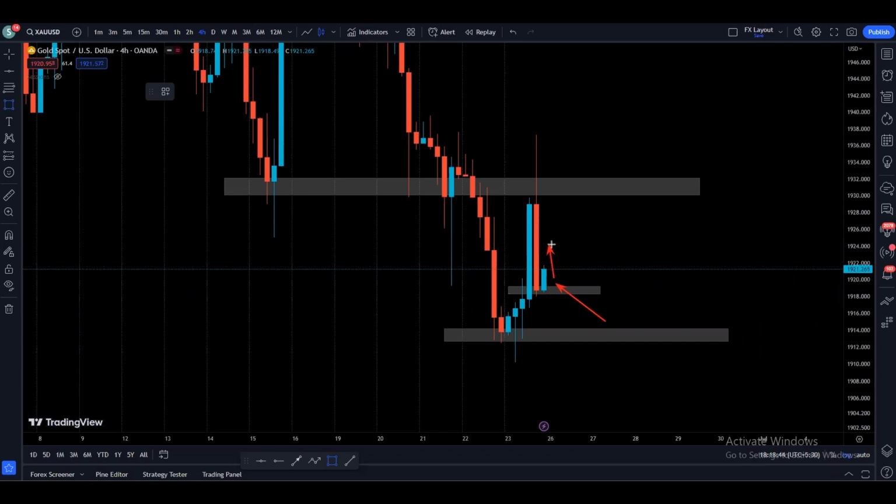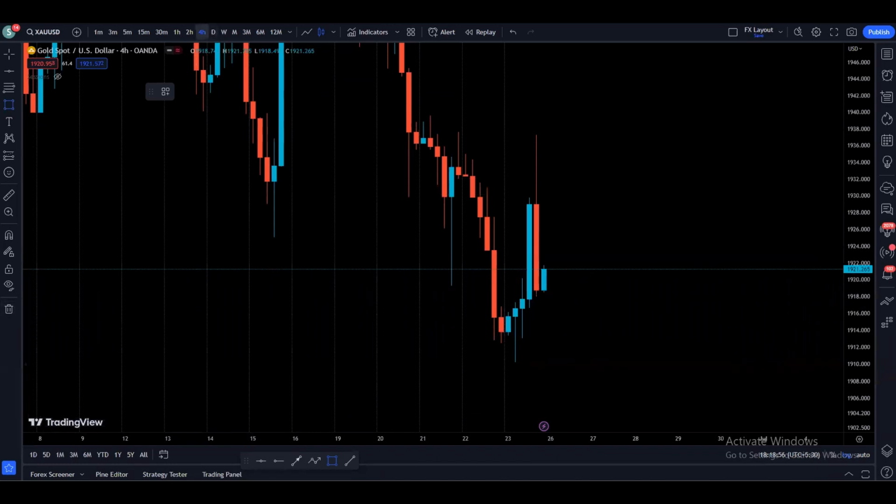Also, we have clean range on the left-hand side. But at the same time, if we break the low of the previous candle, then the price may come down to the next support, which is right into these areas. So this is something on the 4-hour time frame. And now let's go to the 30-minute time frame to find out more details.